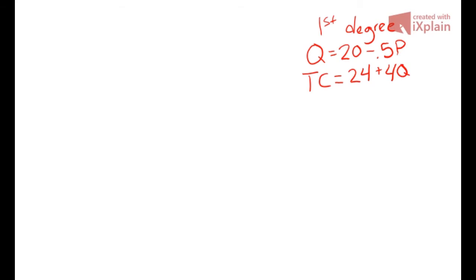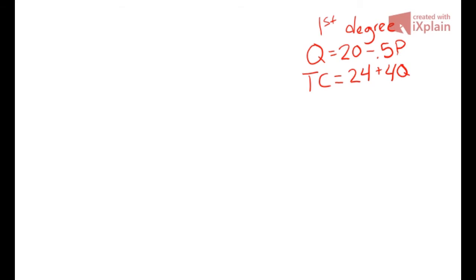So we have to keep in mind here that we have this first degree price discrimination. Our demand curve is given here as Q equals 20 minus 0.5p, and our total cost function is 24 plus 4Q. I also have some hints in the homework as to how you can go about this, because if you're just given this, you might not even know where to start.